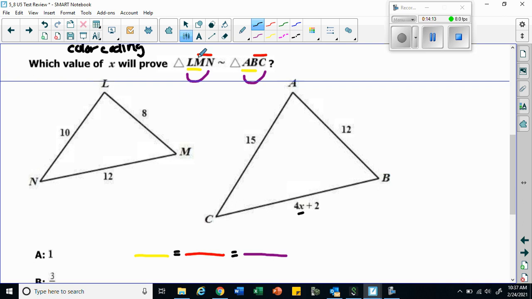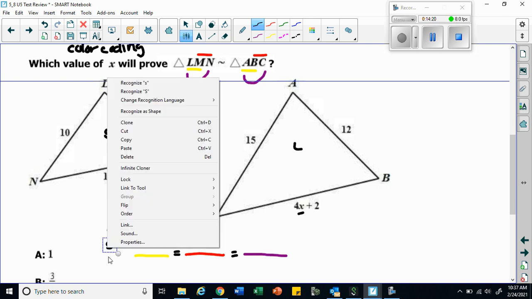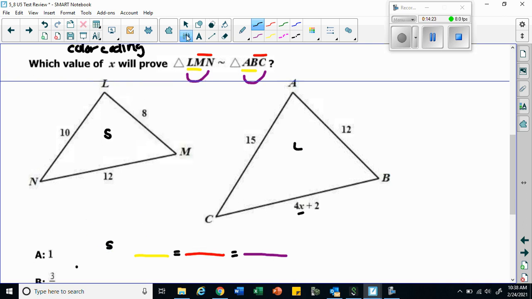All right, so I'm going to start with this. Let's say this is my small triangle and this is my large. I'm going to start with my small on top and my large on the bottom. So I'm going to LM. LM is my small triangle. I need to write down what that side is, and it's 8. Then I'm going to go to AB in the second triangle, and that's going to be 12. Then I'm going to go back to the first triangle, MN. MN is 12.